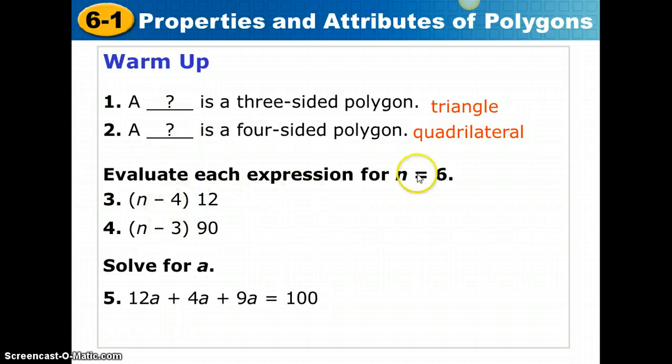And number 3, when we evaluate this for n, plugging in 6 for n, 6 minus 4 is 2, 2 times 12 is 24. 6 minus 3 is 3, 3 times 90 is 270. And in this equation we need to solve for a, so we're going to add up all the coefficients of these because these are all like terms. 12 plus 4 plus 9, and divide by that number, and we get 4. A is 4.